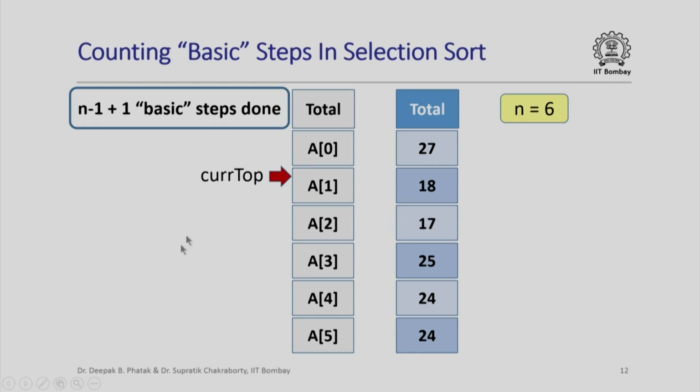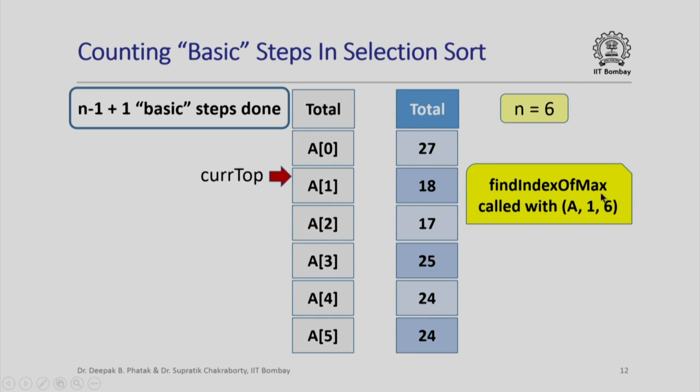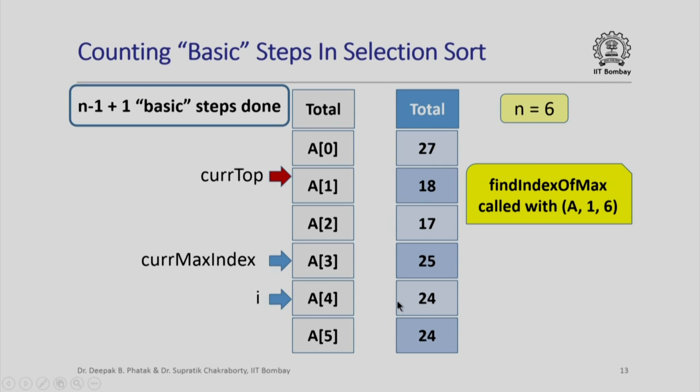So let's do that. We increment current top, it comes to 1, and then I have to repeat the entire procedure. So now find index of max is called with the array A, the starting position is 1 and the total number of elements is 6. So current max index and I are initialized here, start is of course 1, that is how I call find index of max, and then once again, because 17 is not greater than or equal to 18, current max index stays there while I is incremented, but 25 is greater than or equal to 18, so current max index is updated while I is incremented, 24 is not greater than or equal to 25, current max index stays there, 24 is not greater than or equal to 25, current max index stays there.